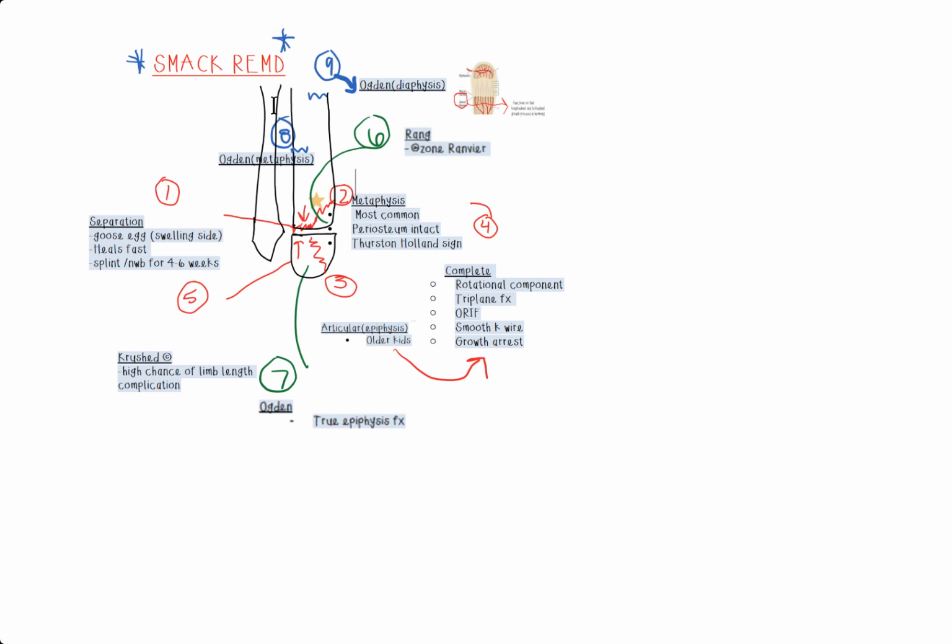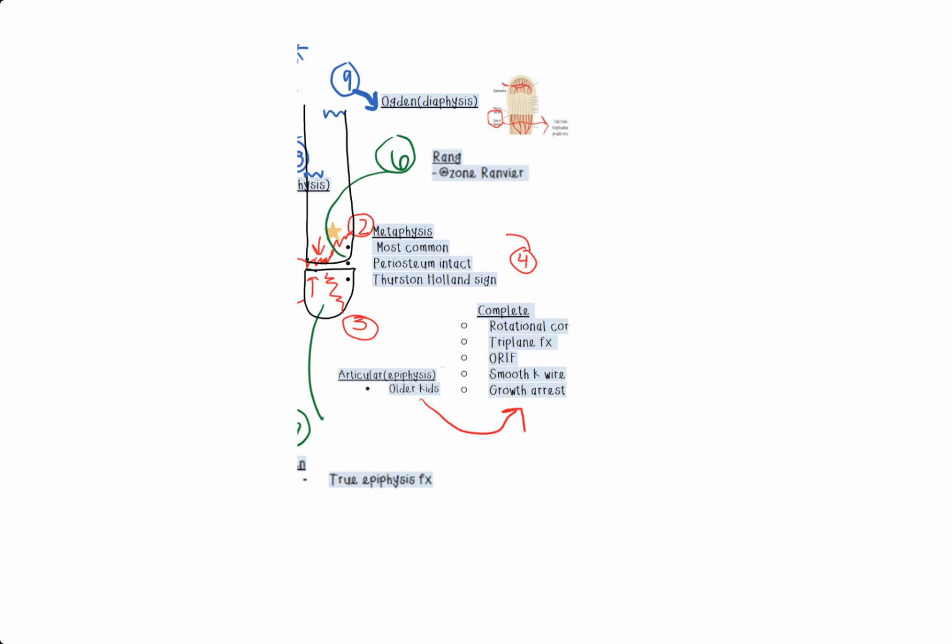It's the metaphysis where you find a fracture. Then you have Ogden 3, which is where the diaphysis has a fracture. And there you go, you've got SMACKREMD. Hopefully that really simplified it. I know it can be overwhelming.